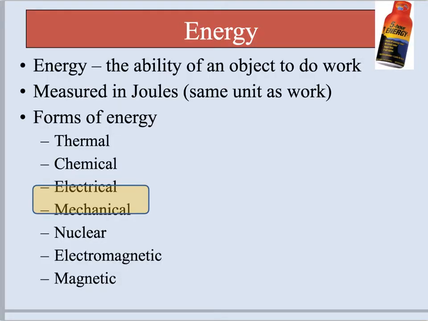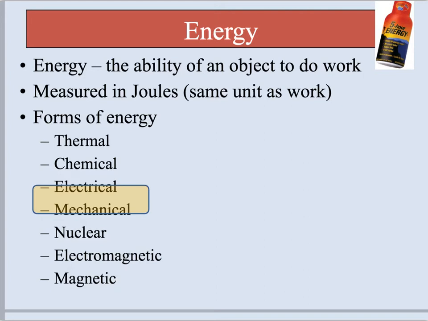Well, we know there are lots of different types of energies. The definition of energy, the ability of an object to do work, is kind of a generic definition, but it is exactly what you would see in any textbook, regardless of whether it's a physics textbook or a chemistry textbook. There's thermal energy, chemical, electrical, mechanical, nuclear, electromagnetic, magnetic. There are all kinds of things. You study these various types of energies as you go through your career in science education.